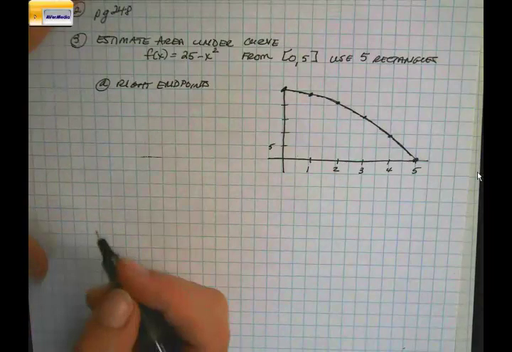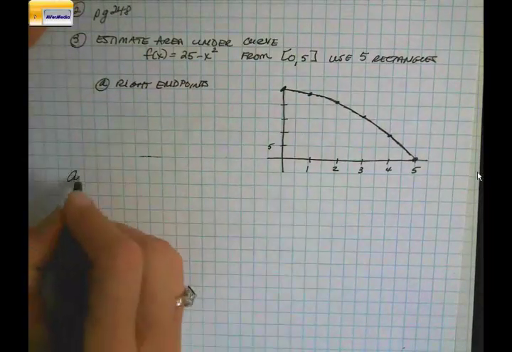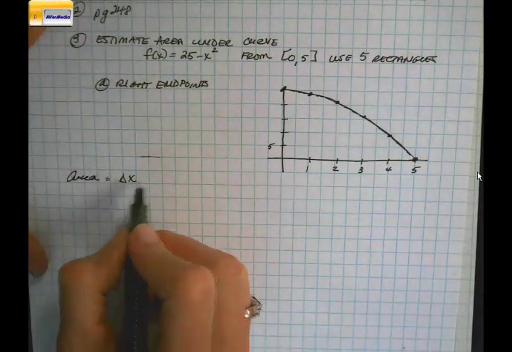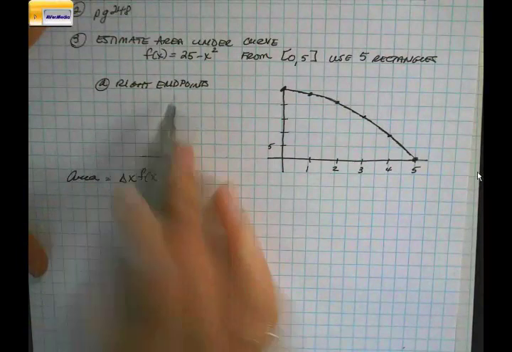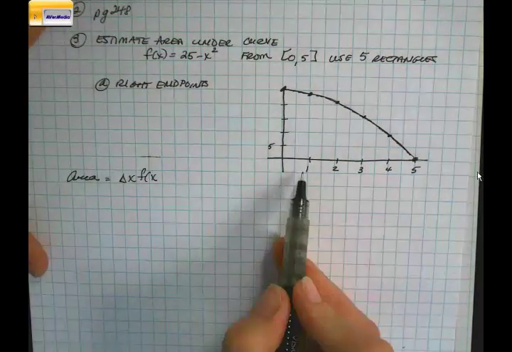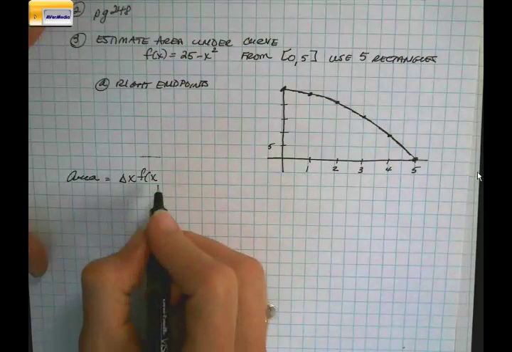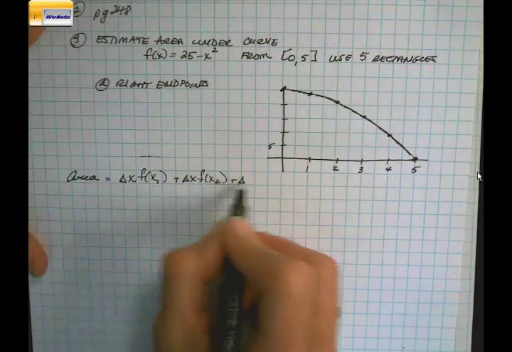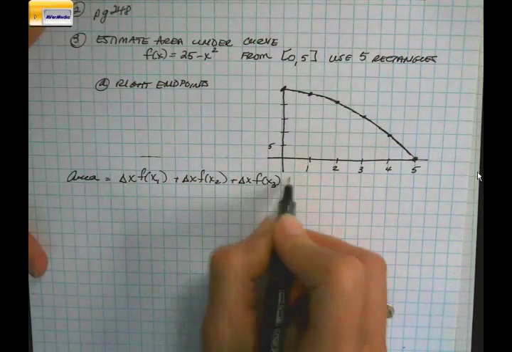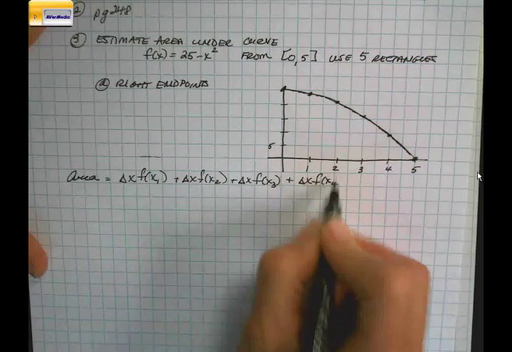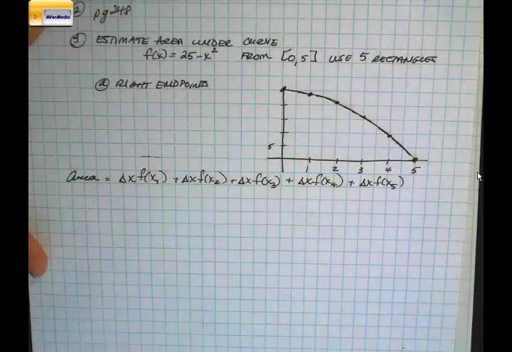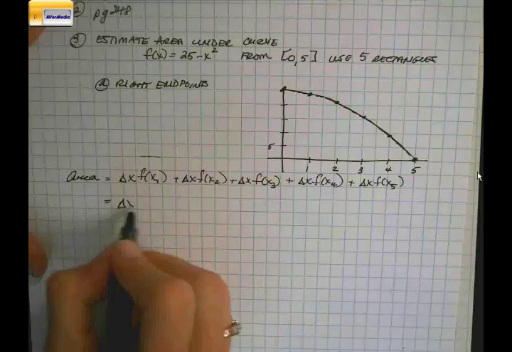So if we use the right endpoints, my area is going to be my delta x, which is my width, times my f of x. If it's a right endpoint, do I start with f of x? Well, delta x, f of x sub 1, and then delta x, f of x sub 2, and then delta x, f of x sub 3, delta x, f of x sub 4, and then delta x, f of x sub 5. Okay, so my delta x every time is what?